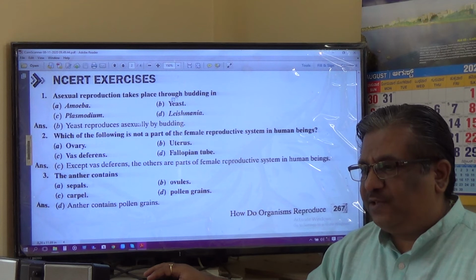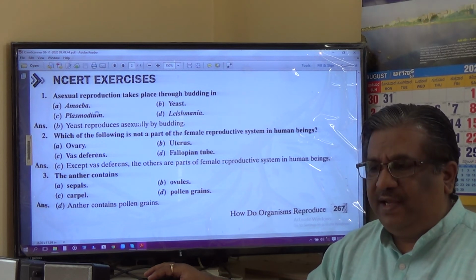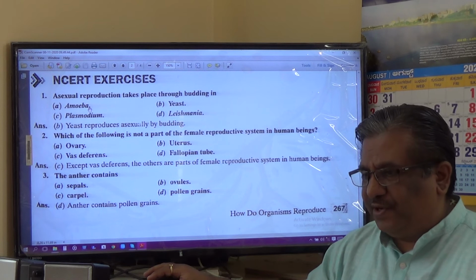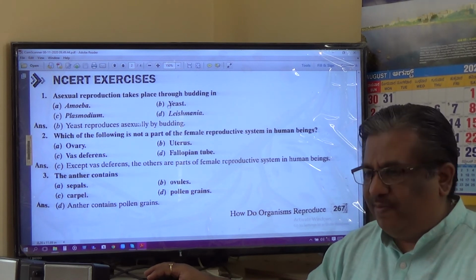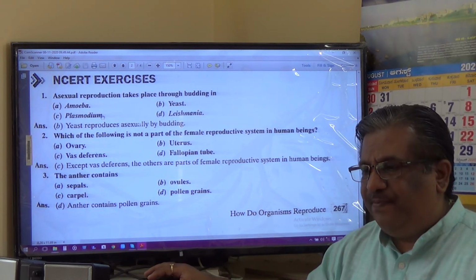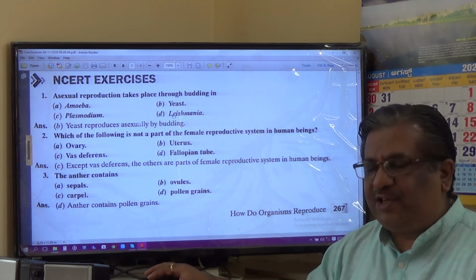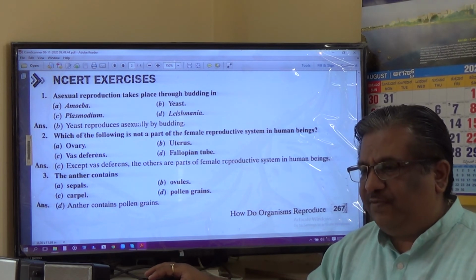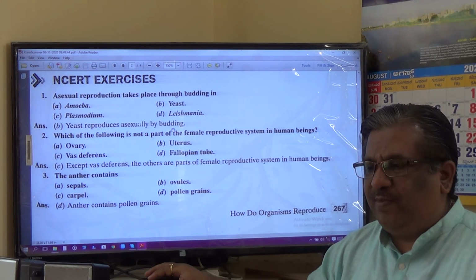Next, NCERT exercises. Asexual reproduction takes place through budding in amoeba, it is binary fission. In yeast, it is by budding. Plasmodium by fission. Leishmania by fission. And therefore, yeast reproduces asexually by budding. Important.